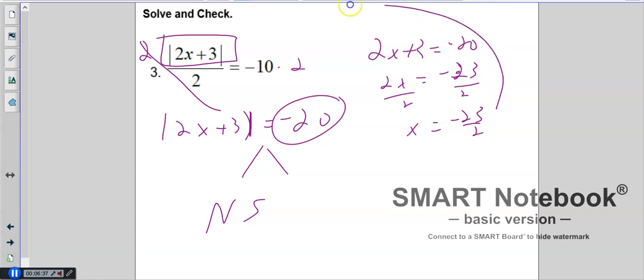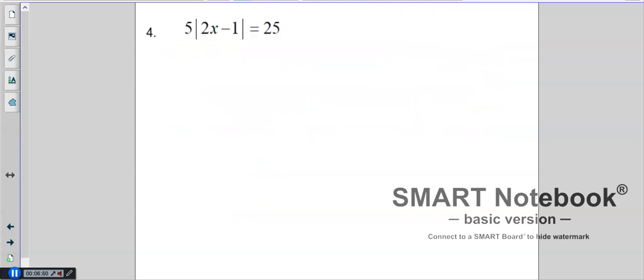Because if you think about it, plug this in, no matter what you plug in, it's going to be positive, and a positive number divided by 2 is not going to give you negative 10. So this ends up being not true, which is why you have to check your answer.